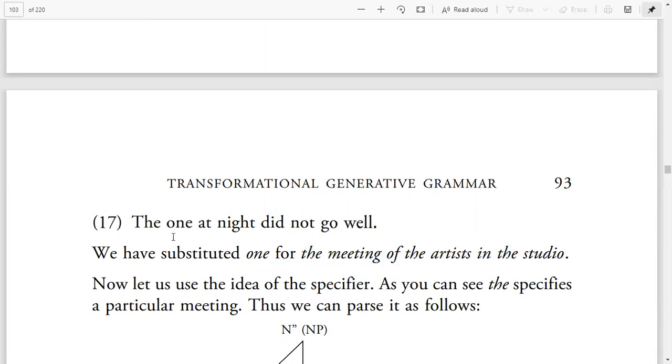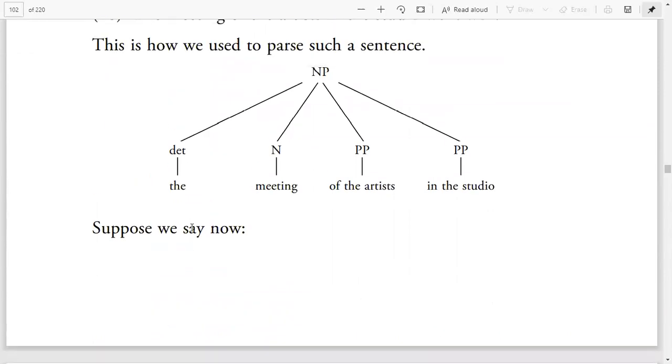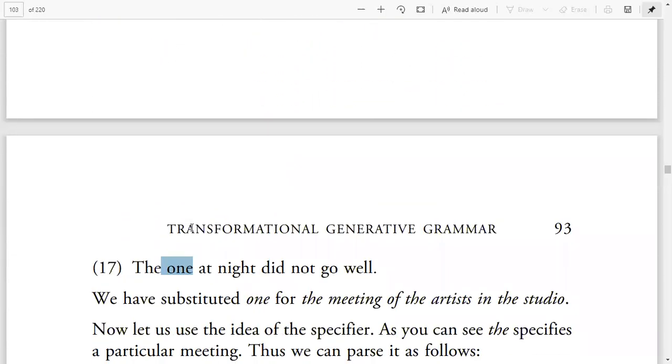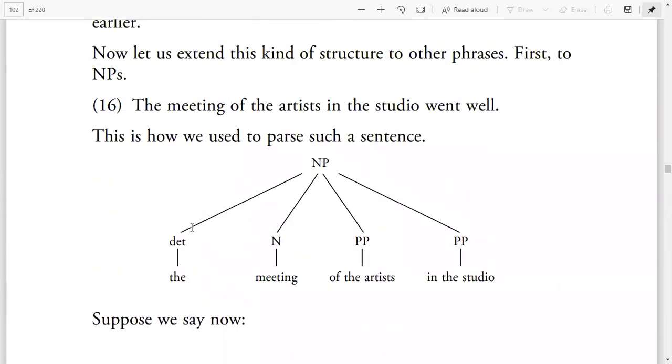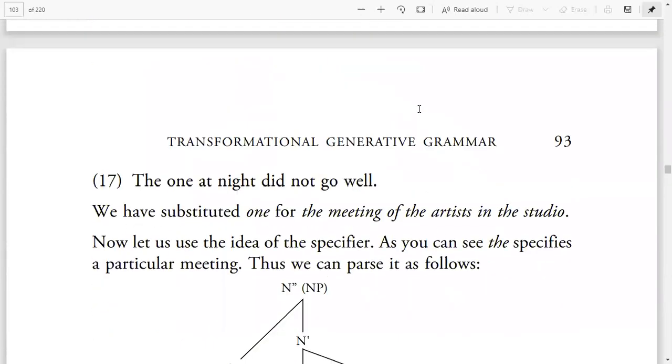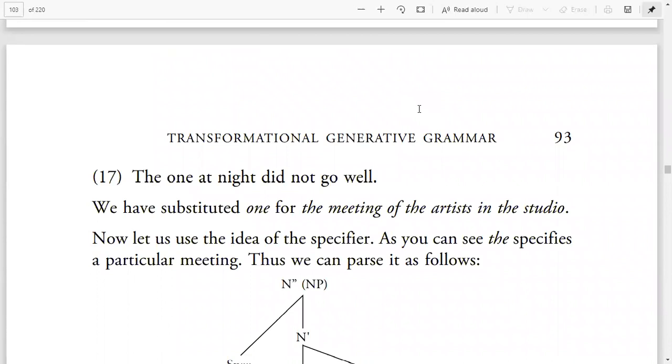So the information along with one, the rest of the information we removed, and we used one instead. Here you have the meeting of the artist in the studio. So here we have removed all these phrases with the help of one. We substituted it with one, like we did in the verb phrase as well. So what happens here?